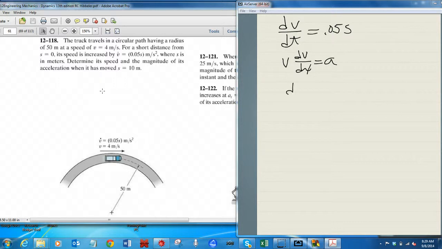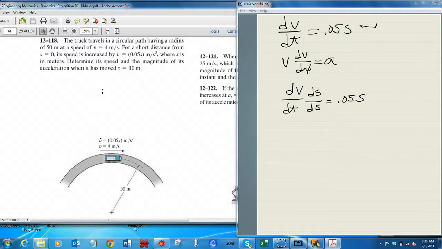So here's what I want to do. I want to start off with this dV, but you see what the problem is up here? I can't separate the variables. So I have to do something else. So here's what I'm going to write: dV, and then I'm going to write S dS equals 0.05 S. And I'm going to switch dt and the dS at the bottom.